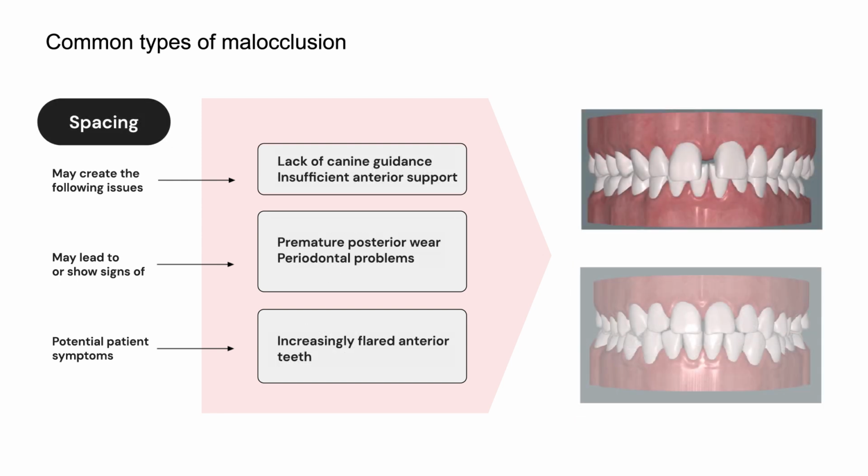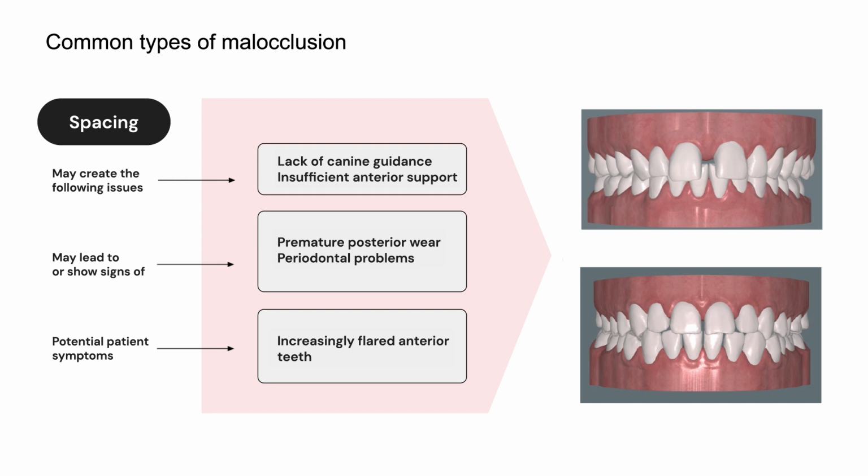Now, the next one that we're going to see, probably the most of, is spacing, right? The opposite of crowding. Crowding's too much tooth mass for the amount of arch space. Spacing is not enough tooth mass for the amount of arch space, and we see two different types here in this picture. We'll talk about that in just a second, but let's think about some of the issues that happen when we've got this spacing issue.